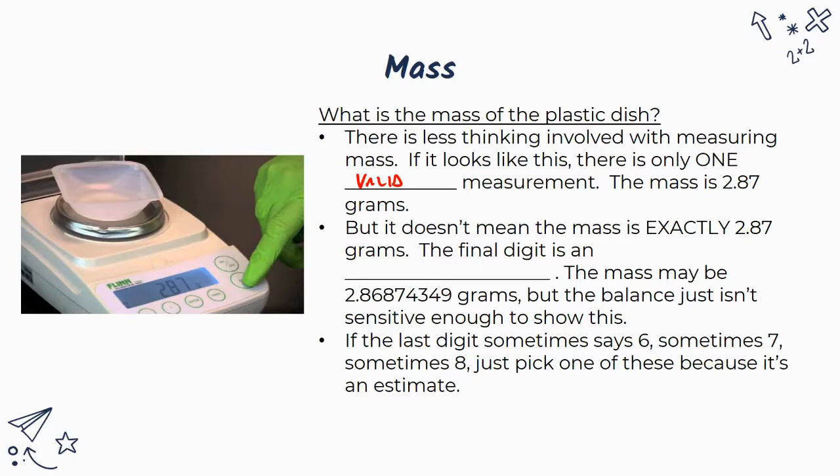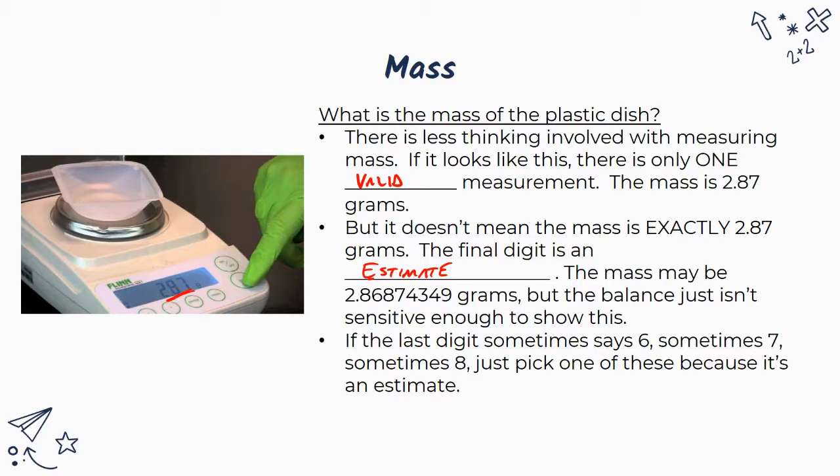So this mass happens to be 2.87 grams, because remember, in our picture, that's what it's showing us. But in reality, it doesn't mean the mass is exactly 2.87 grams. Just like we were doing before, the scale is telling us that the final digit is an estimate. If we had a more precise measuring device, the mass may actually be 2.86874349 grams, but the balance just isn't sensitive enough to show this.